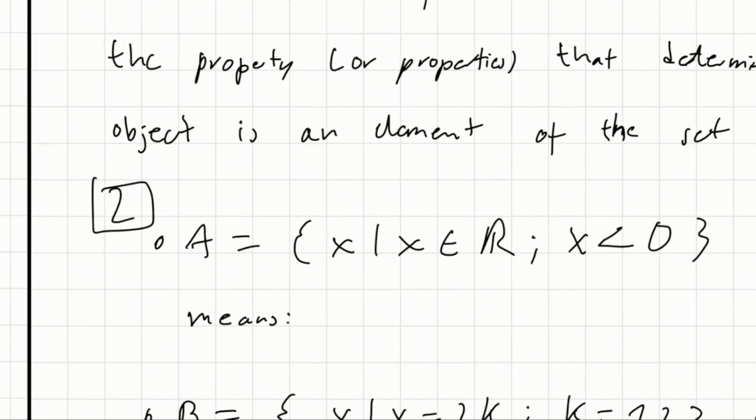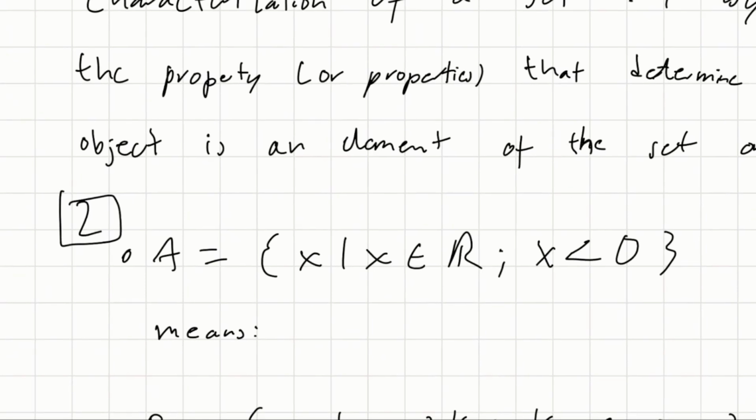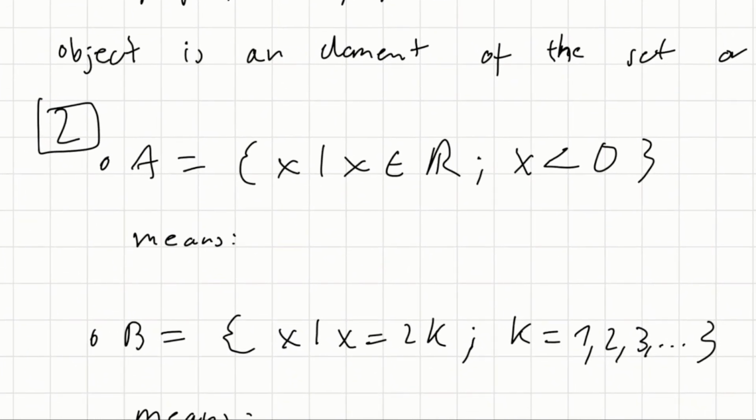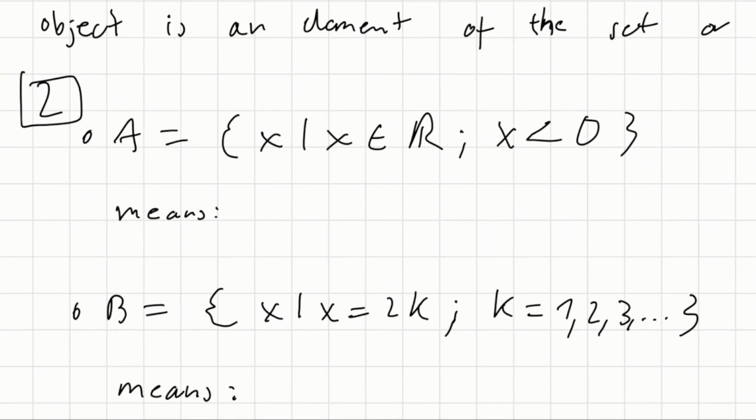What does this mean? You can pause the video and think a few seconds, but I think this should be quite obvious. Of course, this just means that X is all negative numbers, right? So this is the definition of the first set, the set of the negative real numbers. Now you should try to find out what this set definition means. So just pause the video real quick.